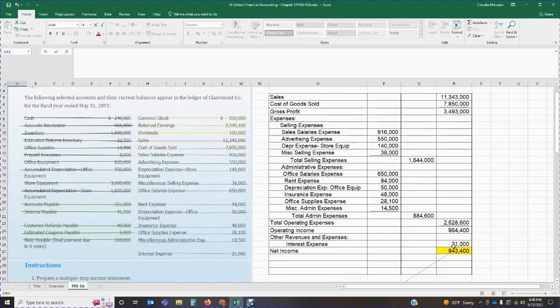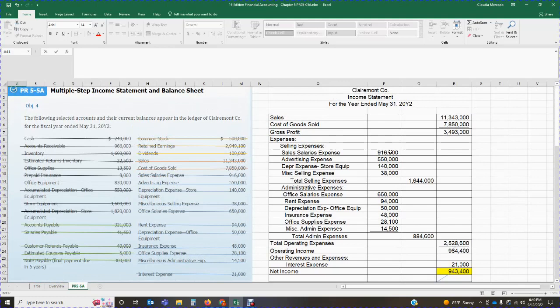In a single step form, the total of all of the expenses is deducted from the total of all of the revenues, and there are no intermediate balances. So it's basically just like what we were doing before. Revenues minus, you list all of your expenses, and then you get your net income. The multiple step form categorizes the expenses between selling and admin, and then it breaks off any other revenues and expenses that are not related to the operations of the business. So it's just better organized.